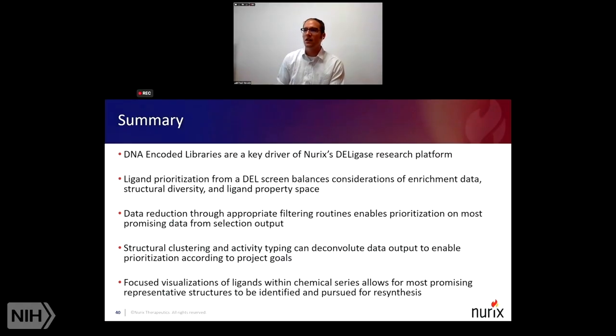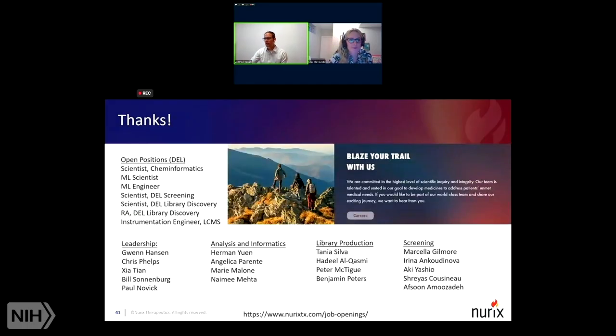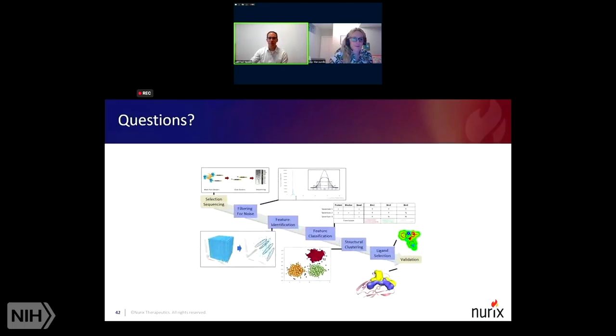So I hope I gave a decent background on the process of data analysis and illuminated some of the processes that we employ within Nurix. Again, the primary stages are data reduction and filtering, then using the triage data set to understand the activity types and structural families to understand the SAR in your enriched output. And finally, zooming in on the local SAR in each of these families to understand how to prioritize representatives of each family for resynthesis and validation. So thanks again to the entire team at Nurix, and I'll go ahead and take your questions, please.